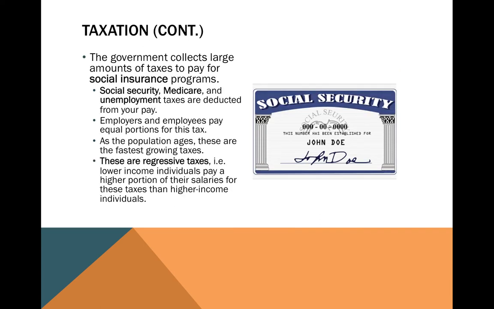The government collects large amounts of taxes to pay for social insurance programs. Social Security, Medicare, and unemployment taxes are deducted from your pay. Employers and employees pay equal proportions of this tax. As the population ages, these are the fastest growing taxes. These are regressive taxes. That is, lower income individuals pay a higher portion of their salaries for these taxes than higher income individuals.